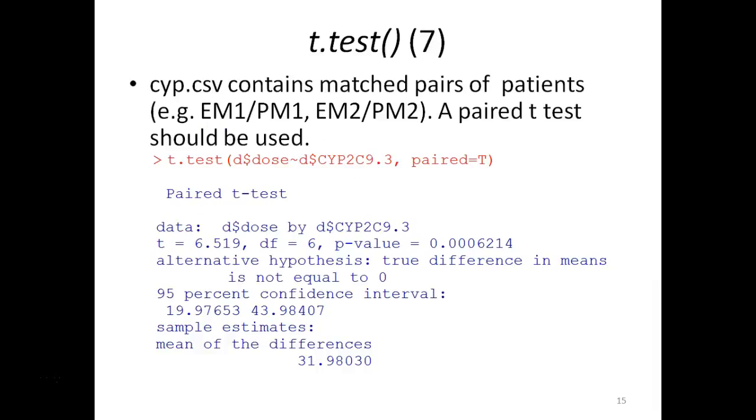Now, the zip.csv file does actually contain matched pairs of patients, and in the test we performed previously we used an unpaired test, which is the default, but it would be more correct to perform a paired t-test in this situation, and that can easily be done simply by adding the paired=TRUE argument to the t-test.